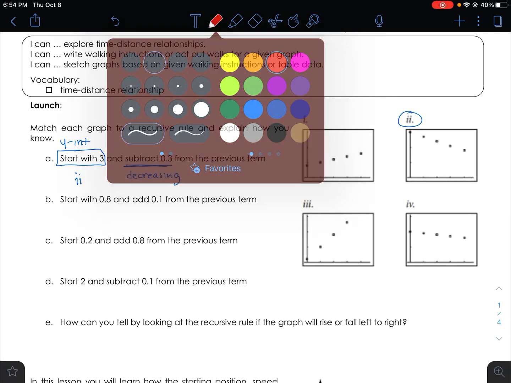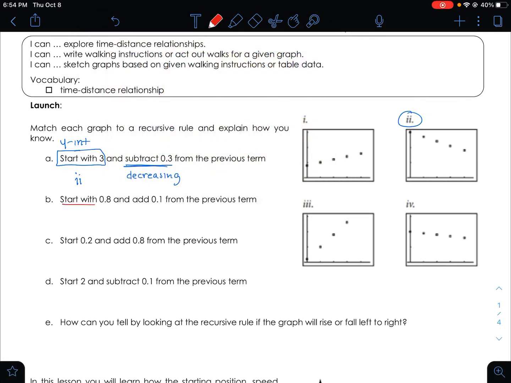Next, we have a graph where it says start with 0.8. So again, our starting value is going to be our y-intercept. We're going to add 0.1. That means our graph is going to be increasing or going uphill. So we're going to look for a graph of a starting point of 0.8 and one that's going uphill. That would be graph 1.